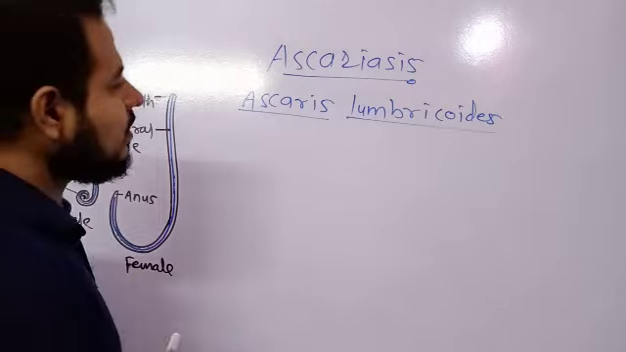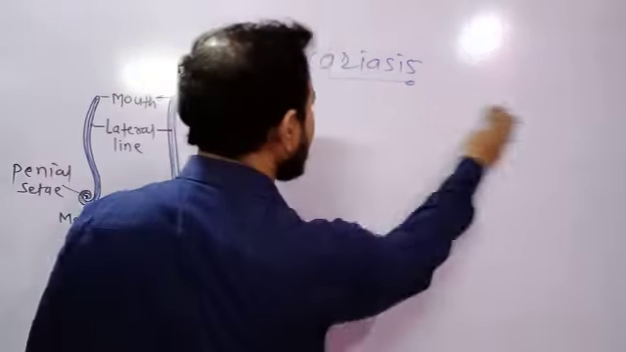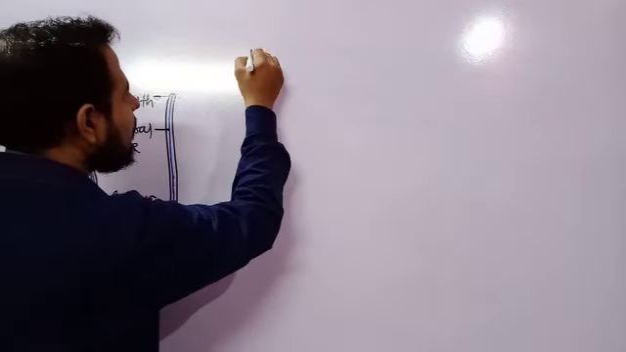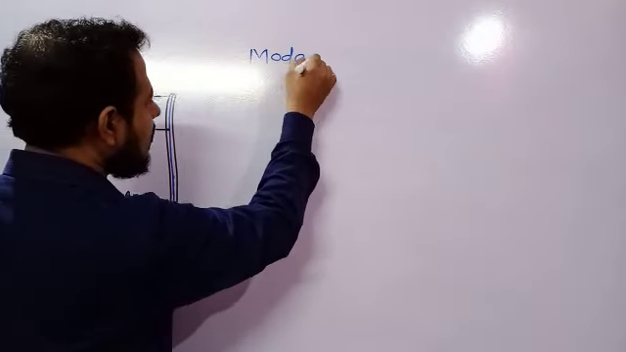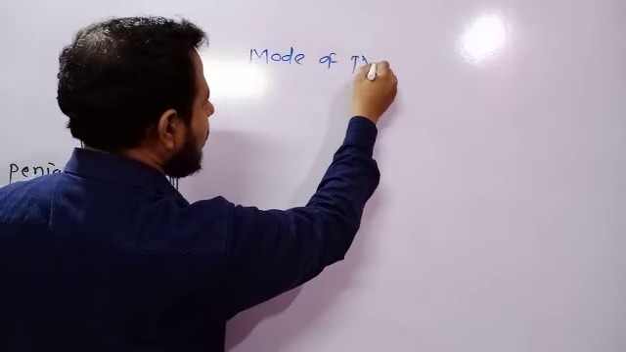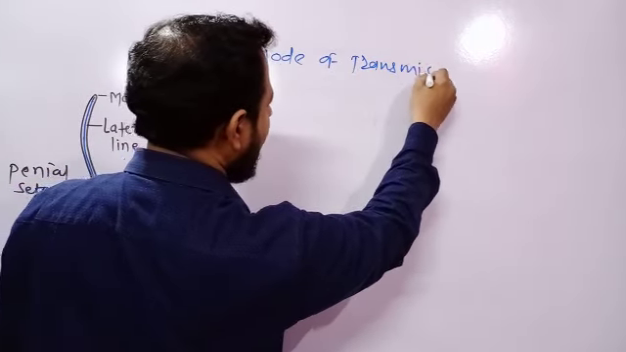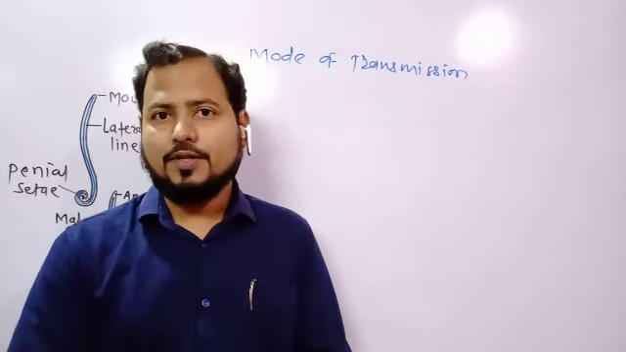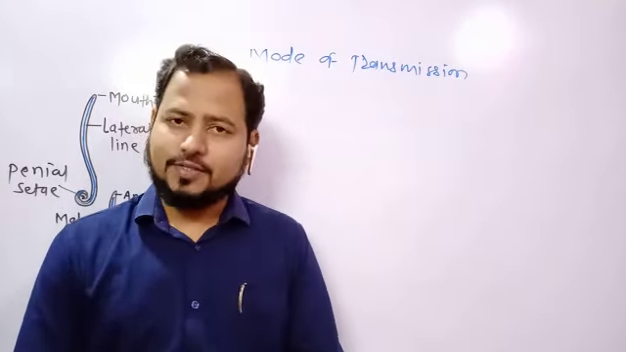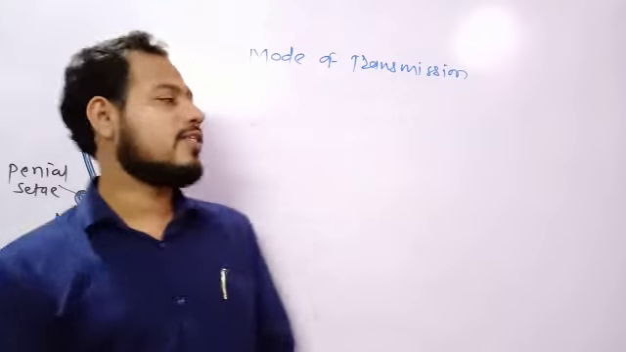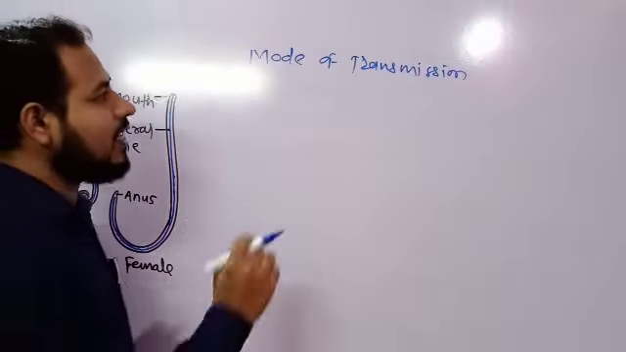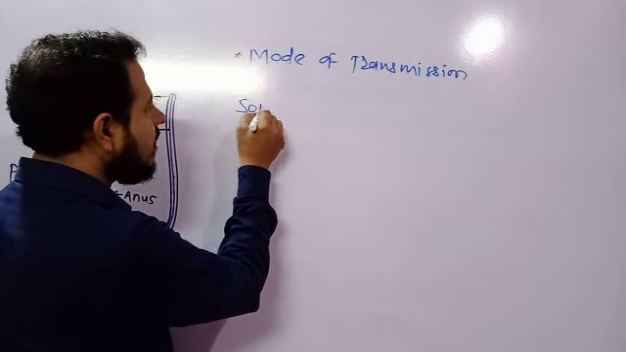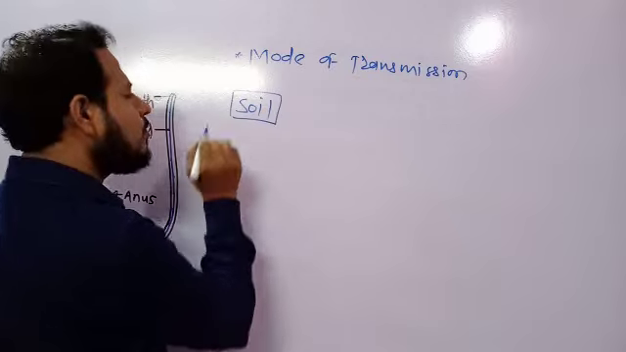But how does the disease get transferred? Let us discuss the mode of transmission for Ascariasis. When an infected person defecates in open places, fertilized eggs released by the female, right? Fertilized, not unfertilized. Only fertilized eggs can transfer the disease, and they may enter the soil.